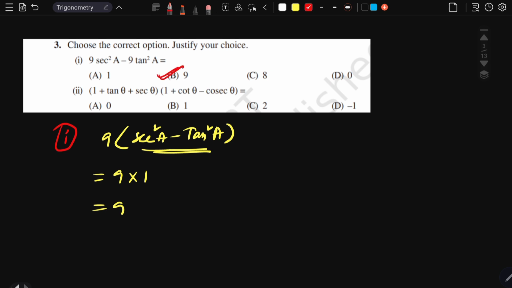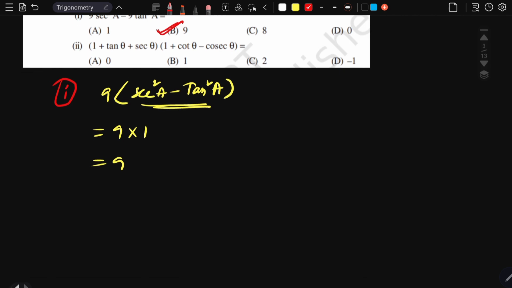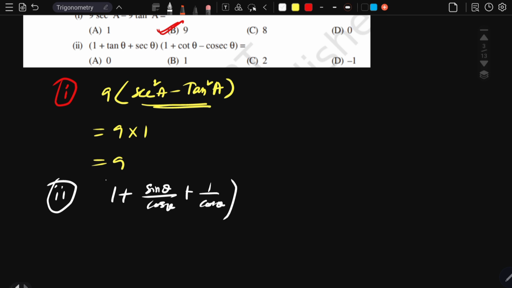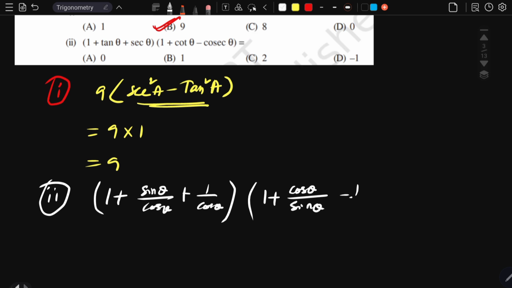Next, question number 2. Given (1 plus tan A plus secant A) into (1 plus cot A minus cosecant A). The given ratios we convert into sine and cos. So 1 plus tan, writing as sine theta divided by cos theta, plus secant, I am writing as 1 by cos theta, is multiplied to 1 plus cot theta. So 1 plus cot, I am writing cos theta divided by sine theta, minus cosecant theta, which is 1 by sine theta. So these are reciprocals.